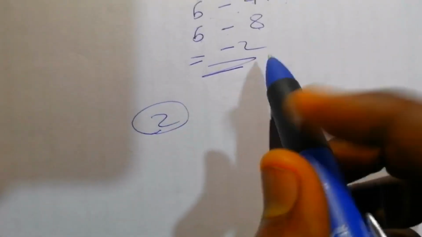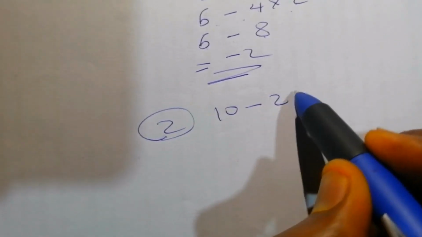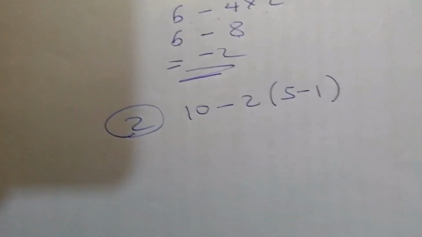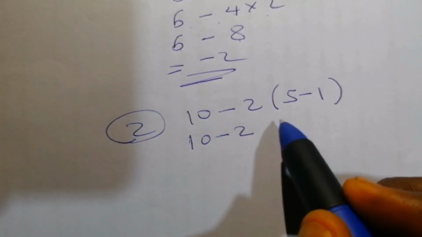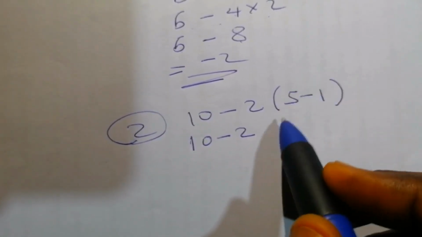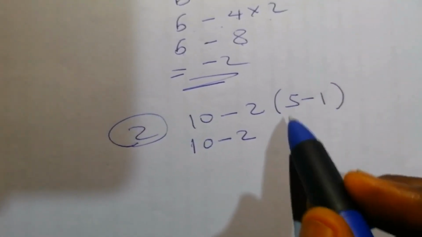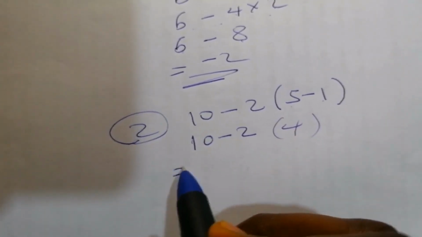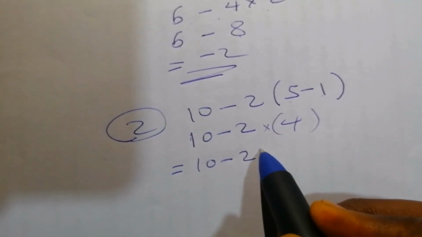Let us see another question. Question number 2: 10 minus 2 in bracket 5 minus 1. As I told you in the previous question, we have to do the bracket first, due to the BODMAS rule. So 5 minus 1 is 4, which gives 10 minus 2 times 4.